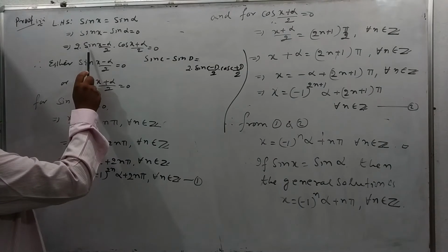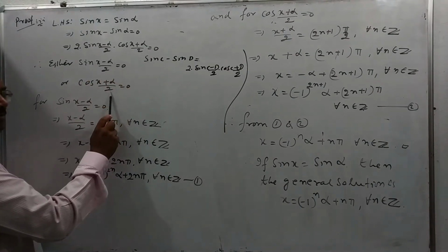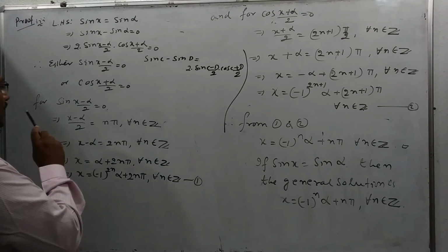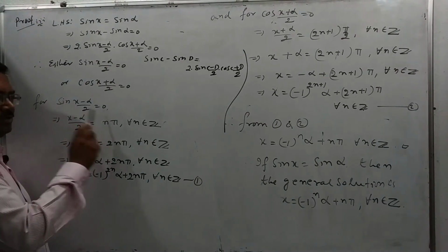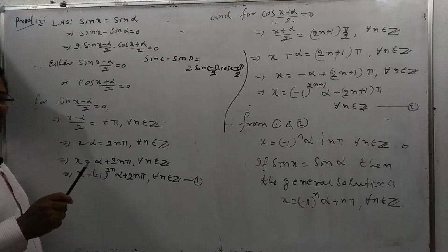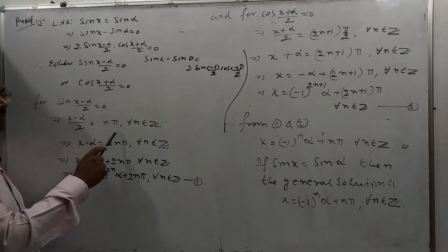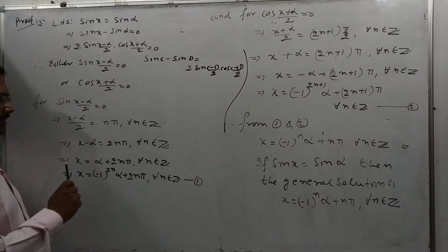From this, either sin((x minus alpha) by 2) equal to 0 or cos((x plus alpha) by 2) equal to 0. For sin((x minus alpha) by 2) equal to 0, as we have proved, if sin x equal to 0, then x equal to n pi for all n belongs to Z. So (x minus alpha) by 2 equal to n pi for all n belongs to Z.